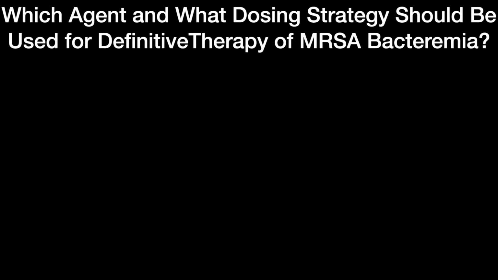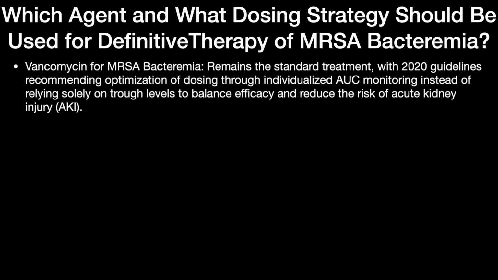Which agent and what dosing strategy should you use for definitive treatment of MRSA? Vancomycin remains the standard treatment, with 2020 guidelines recommending optimizing the dose through individualized AUC monitoring instead of relying solely on trough levels to balance efficacy and reduce the risk of AKI.